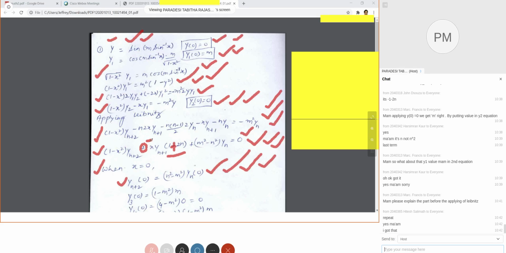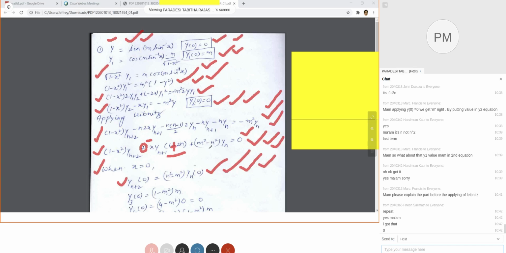Yeah, right. In this equation, wherever x is there, put a 0. What happens to the first term? 1 minus x square becomes 1 minus 0, which is a 1. And yn plus 2, when x is 0, is yn plus 2 of 0. So that you have to put there. Next term has an x there, so the moment x becomes 0, the next term is completely not there.